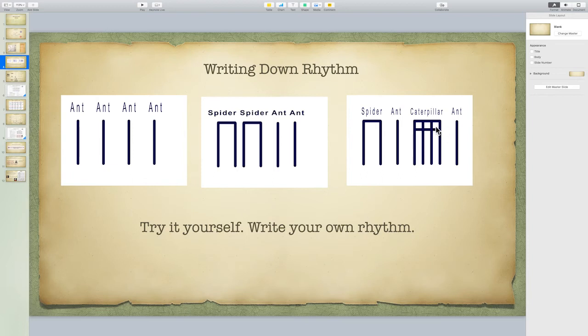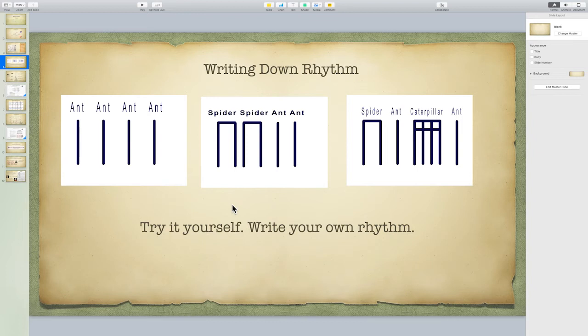So if we put the whole thing together, it would sound like this. Ant, ant, ant, ant, spider, spider, ant, ant, spider, ant, caterpillar, ant. Let's do that once more. So you can say it or you can even clap it. So I'm going to clap it at the same time. So you'll have to just follow it now. Here we go. Ant, ant, ant, ant, spider, spider, ant, ant, spider, ant, caterpillar, ant. There we go. If I did that on a musical instrument, it could sound like this.